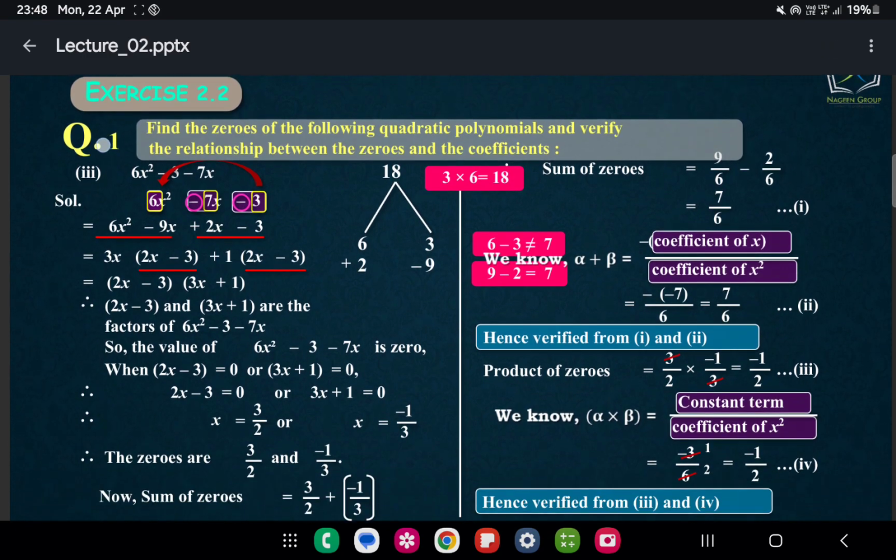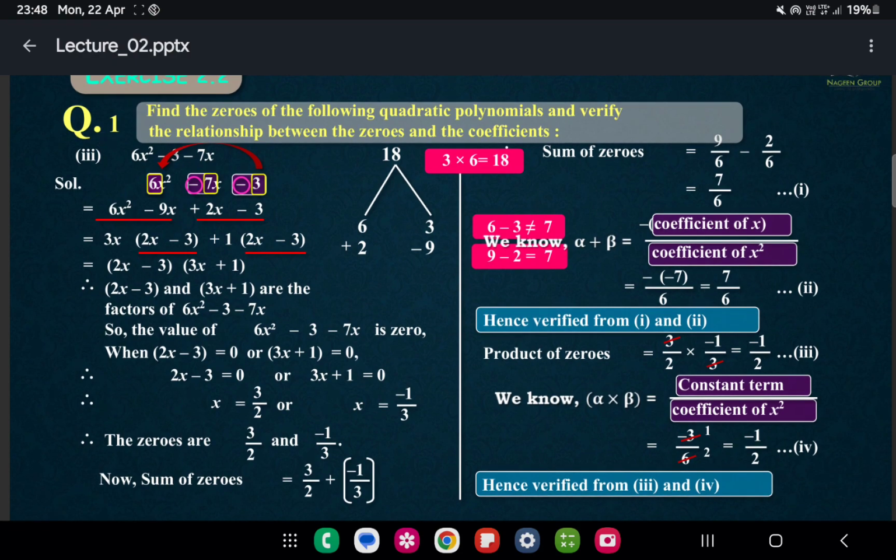Next, further moving to the next problem. Here we will find the zeros of the following quadratic polynomial and verify the relationship between the zeros and the coefficients. As usual, we are taking the same problem now also, but the problem is given with changes in the positions. See here, 6x square is given, minus 3 is given, minus 7x is given.